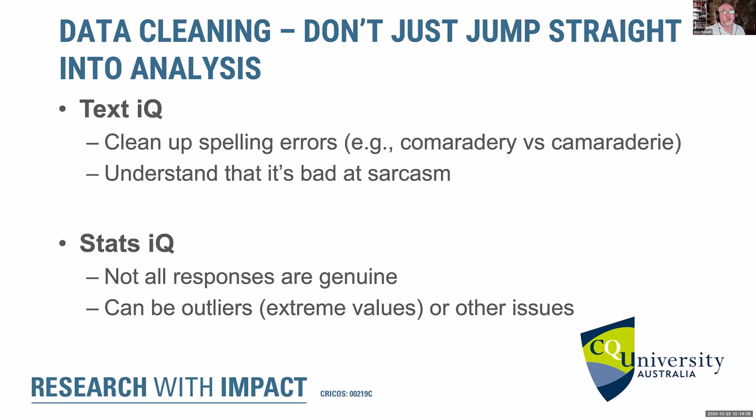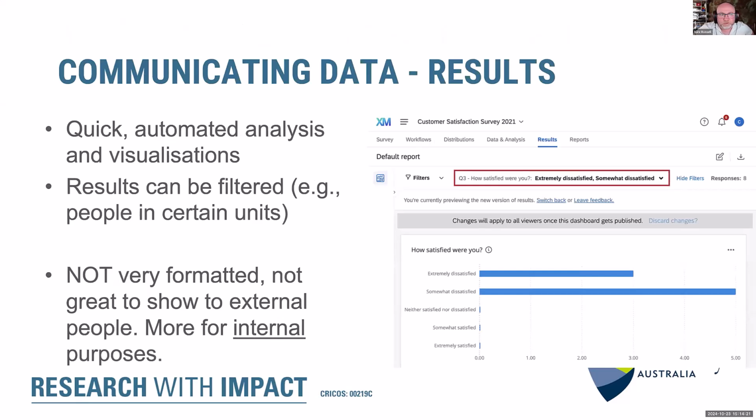Now, what about if you want to communicate those results too? All of that, the Text IQ and the Stats IQ stuff is visible to you, the survey users, but there are ways to communicate them to other people. There are two. One is called results, which is this thing, where you can define which of those things are shown to people. This is useful for that quick overview. And it's more for like internal purposes.